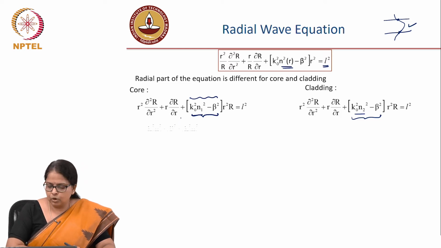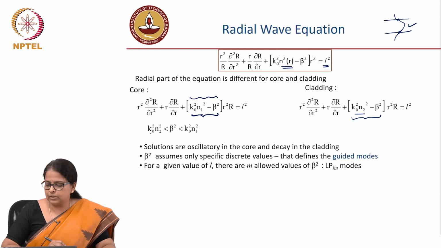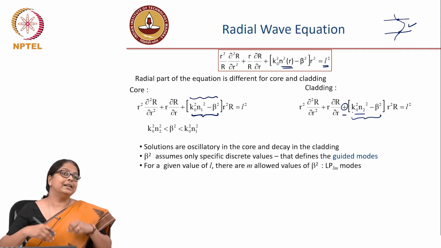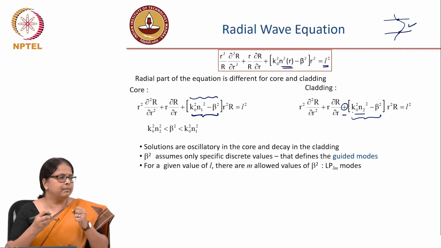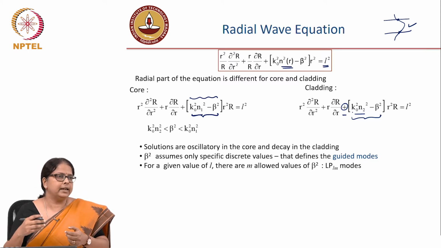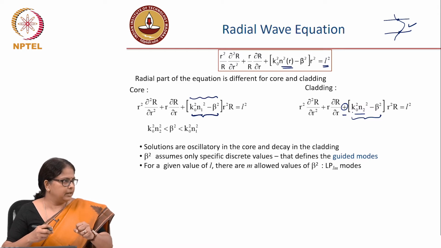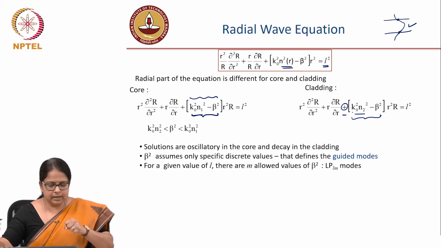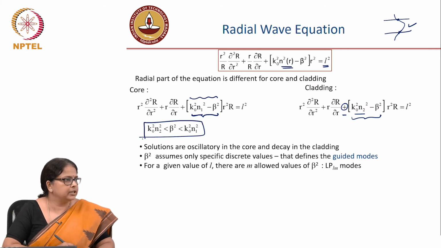So, if beta square is less than this and beta square is greater than this, the same condition I have told, in that case the solutions are oscillatory in the core and they decay in the cladding. It all depends on the sign here. If this sign turns out to be negative, it is a decaying solution. So, you are now putting a condition for deriving modes of the fiber. In other words, you are saying that if it has to be a mode in the fiber, if it has to survive in the core and if it has to decay in the cladding, we demand that beta square must be of this nature.